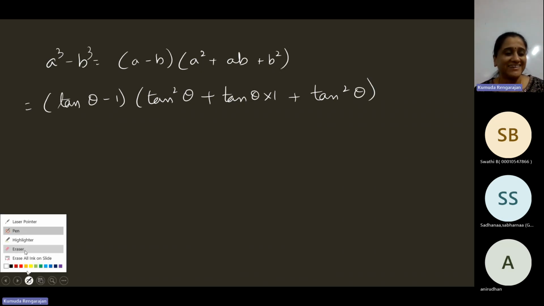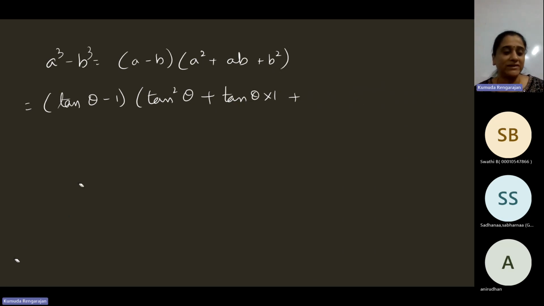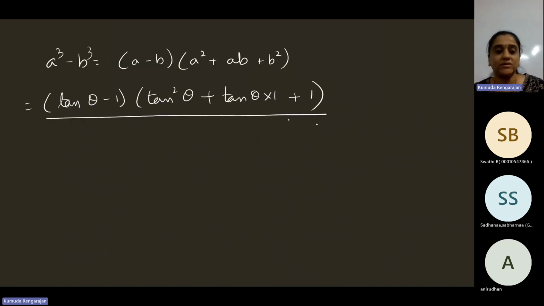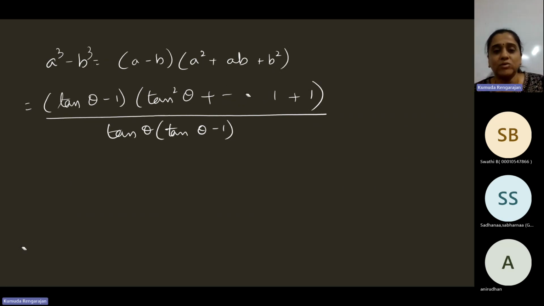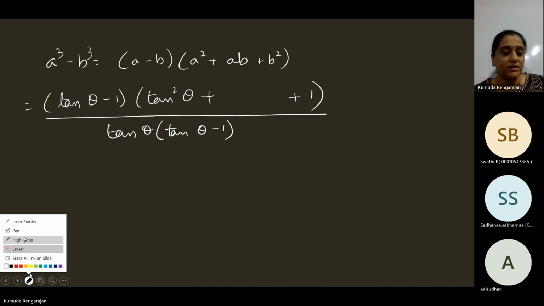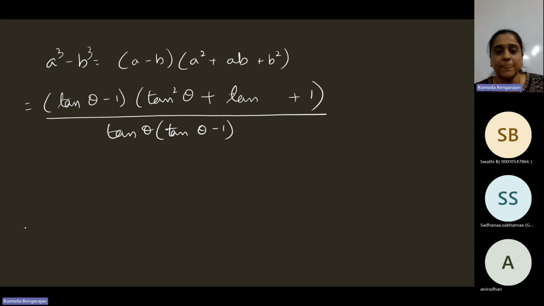Oh, plus 1. Sorry. Plus 1. Divided by whatever you have here. Tan theta into tan theta minus 1. A cubed minus b cubed is a minus b, a squared plus ab plus b squared. Okay. So tan theta into 1 we can just write as tan theta. Tan theta into 1 is nothing but tan theta. So this one and this one will get cancelled.